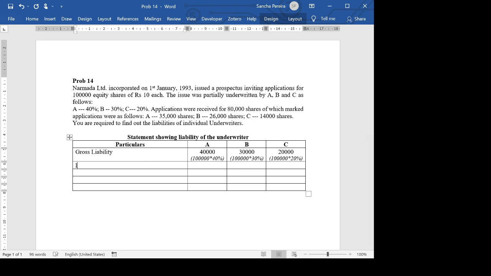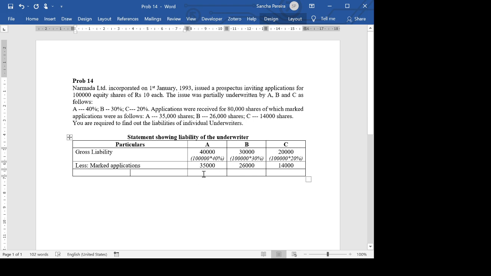Next, we minus the marked applications, less marked applications. So here we have 35,000, 26,000, and 14,000. So basically the net liability comes down to, I told you we don't minus the unmarked applications. So A's liability is actually 5,000 shares, B's is 4,000 shares, and C's is 6,000 shares.